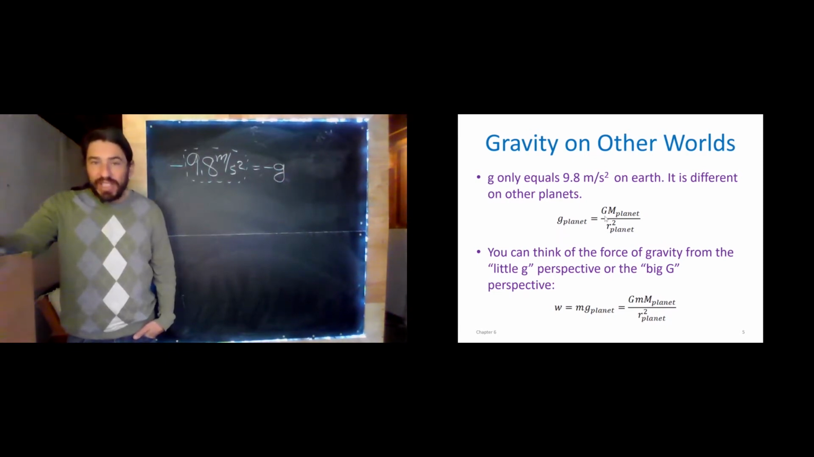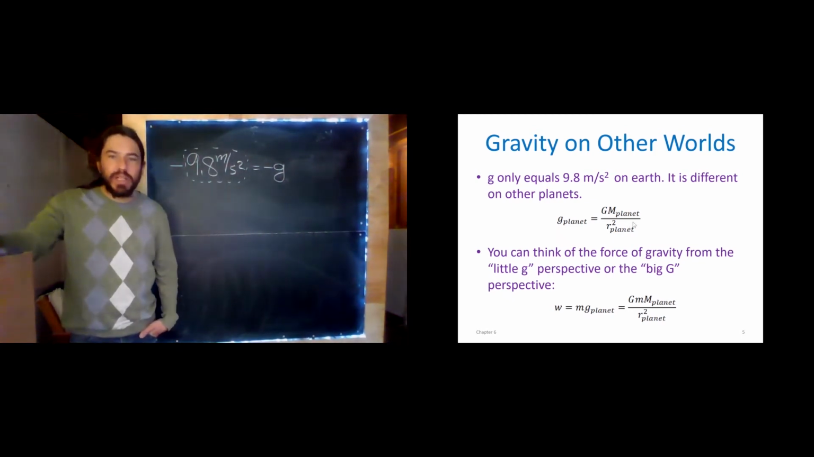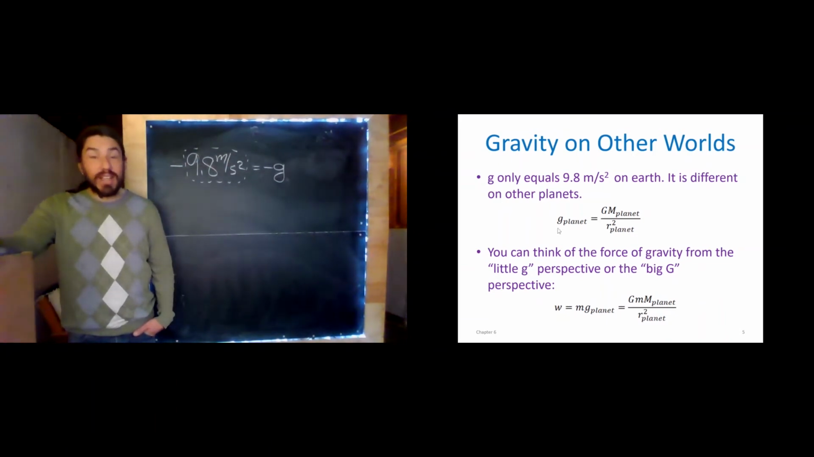Here's our universal gravitational constant, again. So we have to be sure we're careful here between little g and big G, right? Big G is the universal gravitational constant. It's just a proportionality constant. It's the same everywhere in the universe. Little g is the acceleration due to gravity, and that depends on what planet you're on.